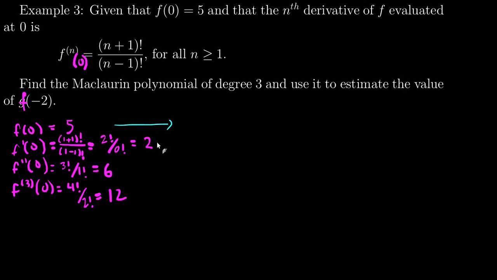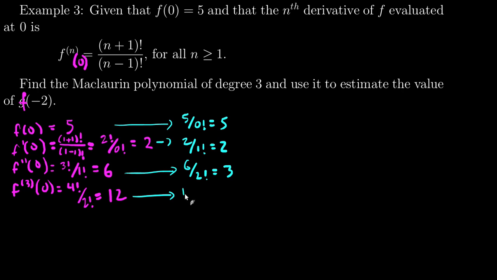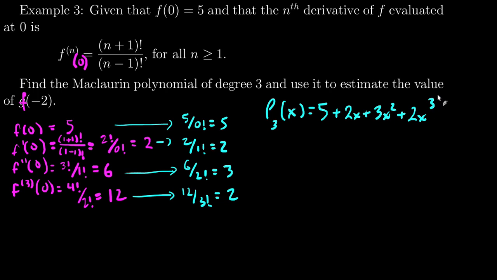And now I can go to my terms. So this should be 5 over 0 factorial, which is just 5. This is 2 over 1 factorial, which is just 2. This is 6 over 2 factorial, which is just 3. And this is 12 over 3 factorial. 3 factorial is 6. So this should give me 2. And what this means is my third degree Maclaurin polynomial of x is going to be 5 plus 2x plus 3x squared plus 2x cubed.